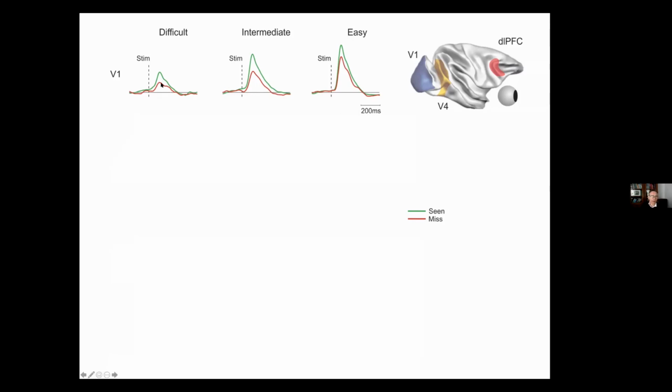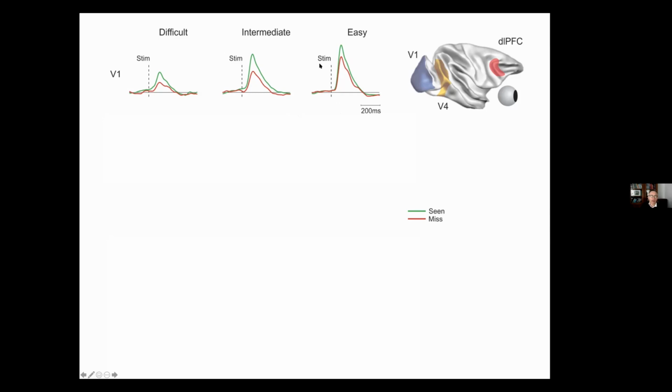But if I then compare the activity elicited by the same contrast, so actually this comparison has exactly the same distribution of contrast across trials, those stimuli that made it into consciousness already had stronger activity at the level of V1 than those that didn't. As if there is variability in the propagation of activity from the retina to the primary visual cortex.